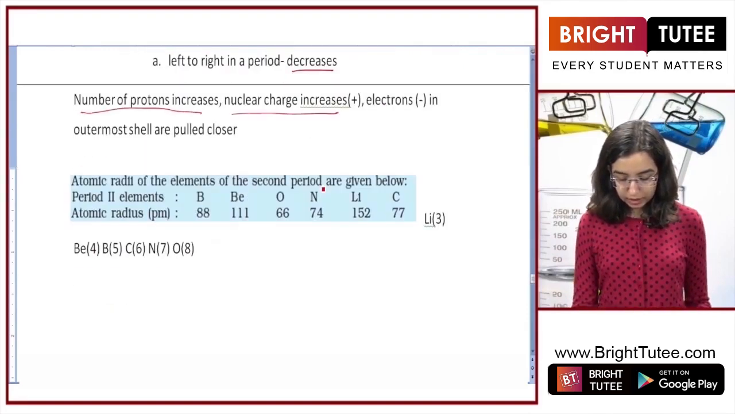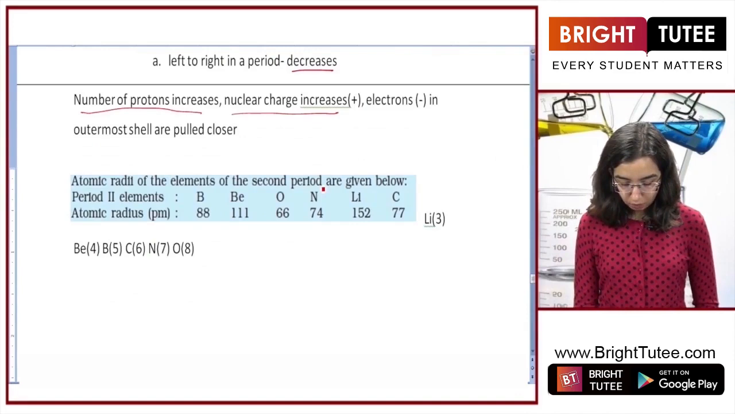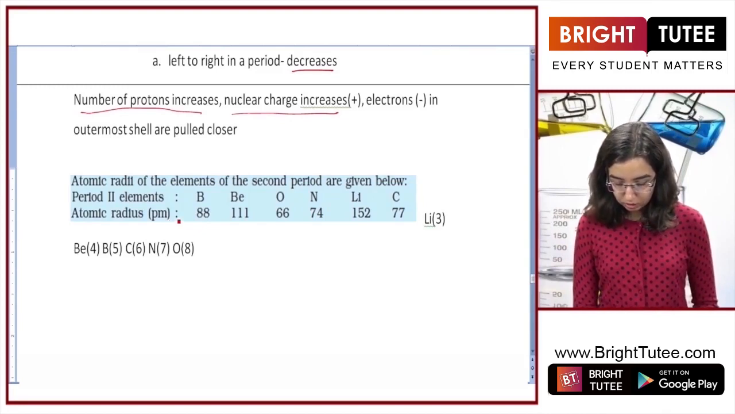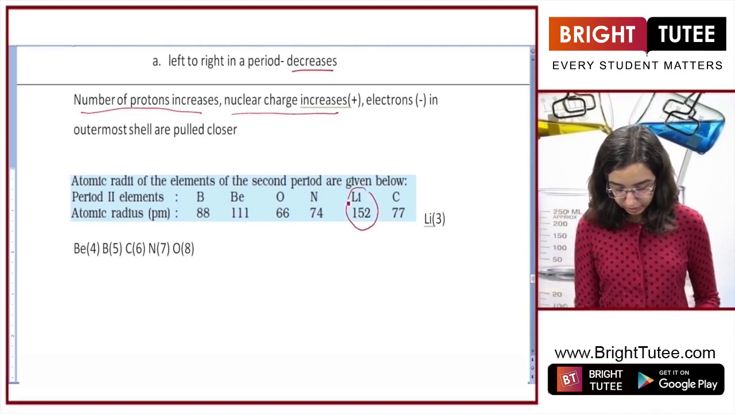We also have a case given here. So we have all these elements. We have boron, beryllium, oxygen, nitrogen, lithium, and carbon. We are asked to arrange them based on their atomic radius. So when you arrange them based on their atomic radius, you will see that the biggest is lithium, right? So I'm putting lithium first, it's the biggest. After that, we have beryllium.